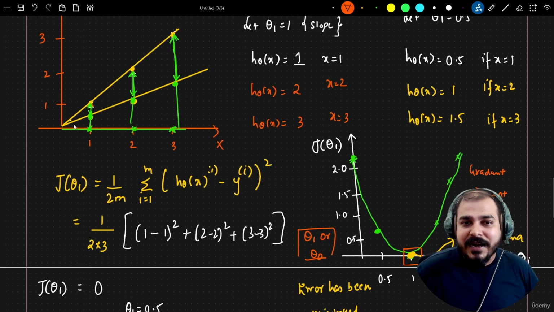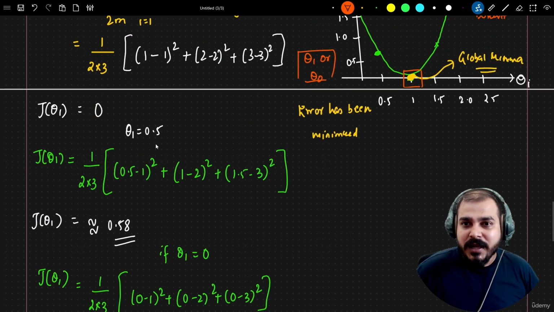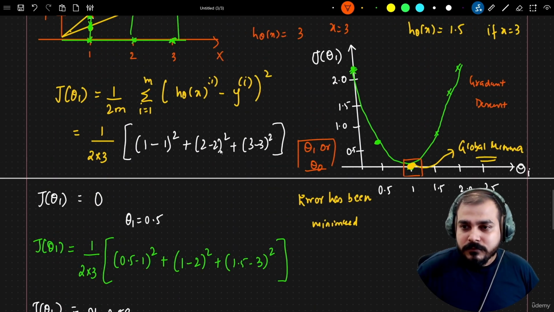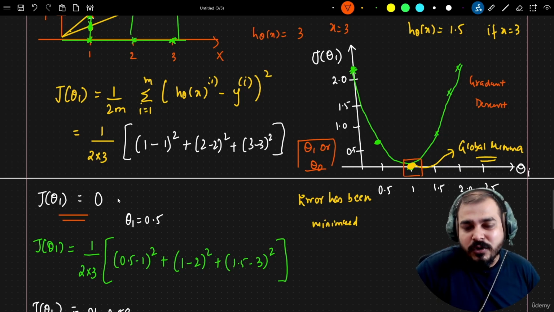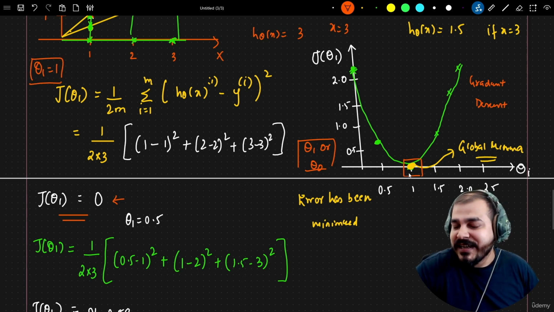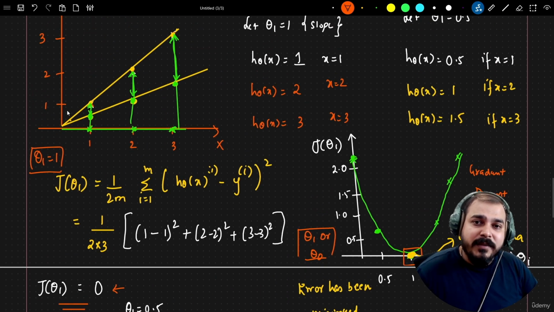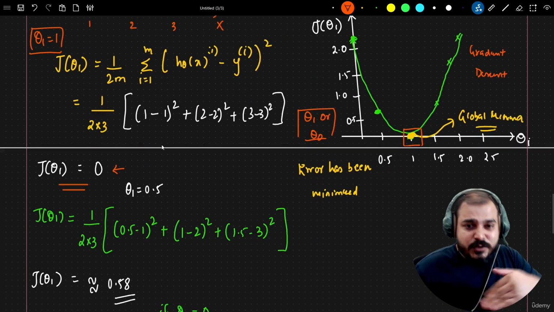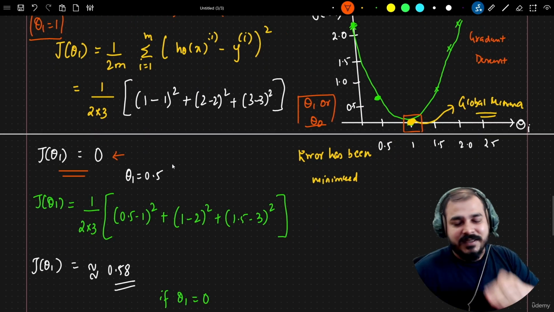So here you could see that when my theta 1 was 1, the cost function J of theta 1 was 0. So at this specific instance, I was getting my cost function as 0. And this was the point where I got my best fit line. Okay. So in this way, we should definitely change these things.